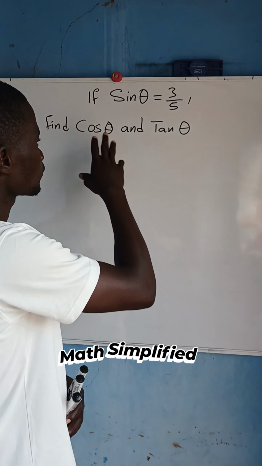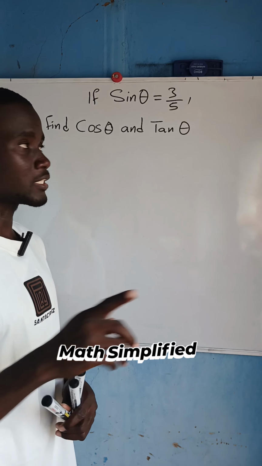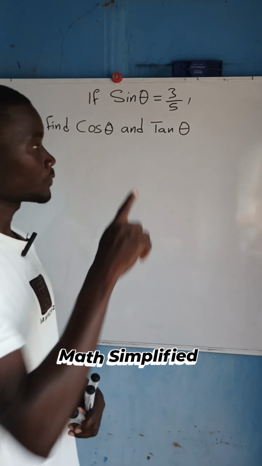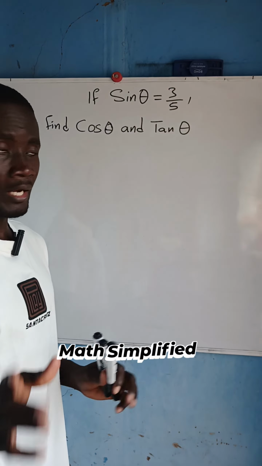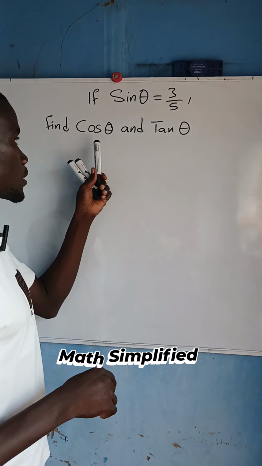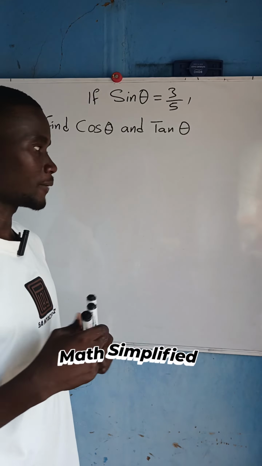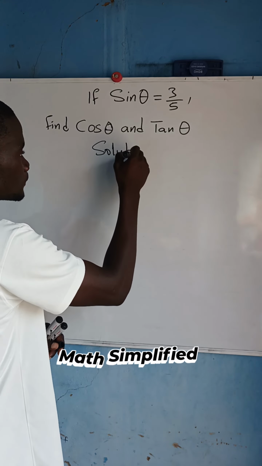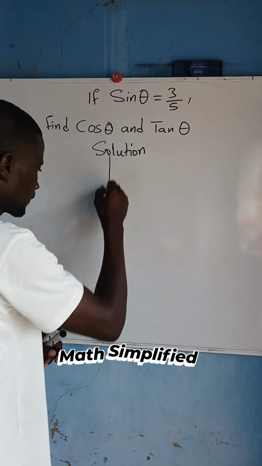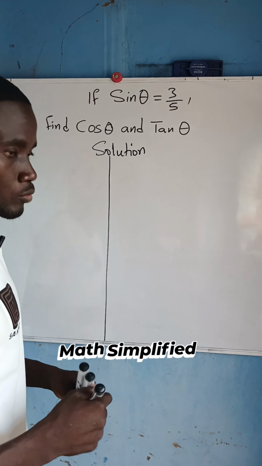Let me show you how to find cos theta and tan theta using this question given. The question is, if sin theta is equal to 3 out of 5, find cos theta and tan theta. Let me divide the board into two. Let's say solution. Okay, our board is divided into two.